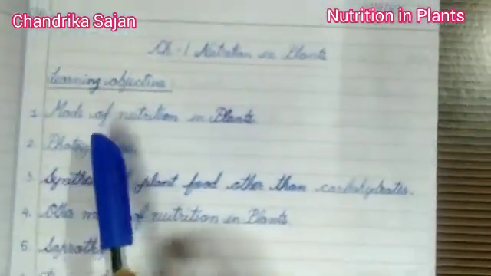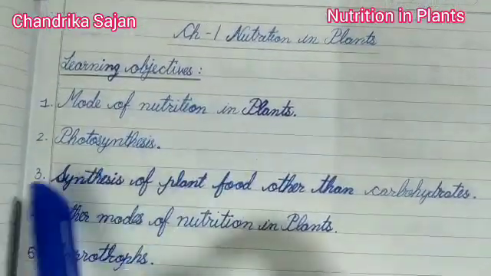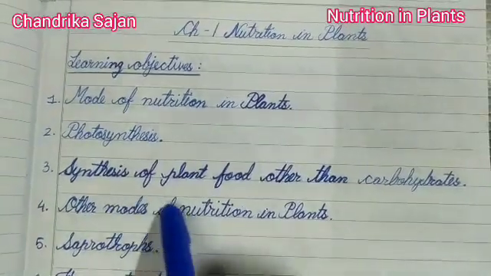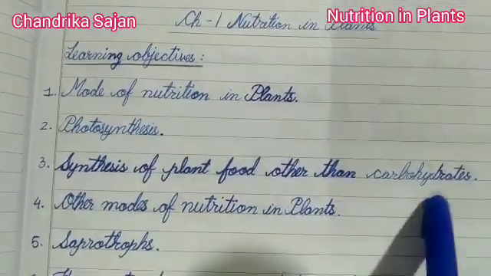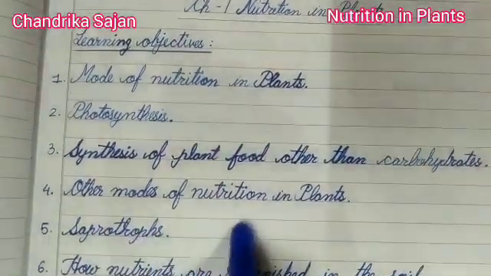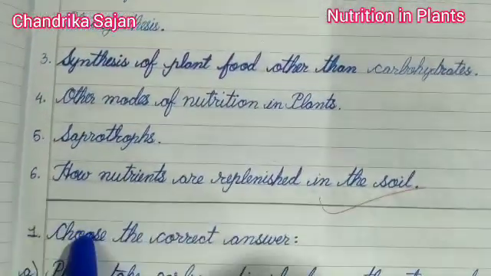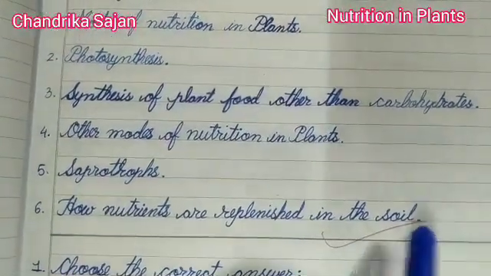Today we'll do Science Class 7 Chapter 1, Nutrition in Plants. So let's get started. Learning objectives: mode of nutrition in plants, photosynthesis, synthesis of food other than carbohydrates, other modes of nutrition in plants, saprotrophs, and how nutrients are replenished in the soil.